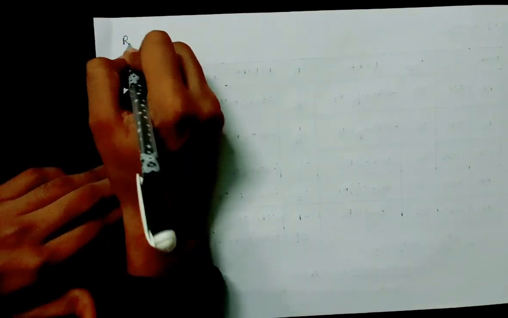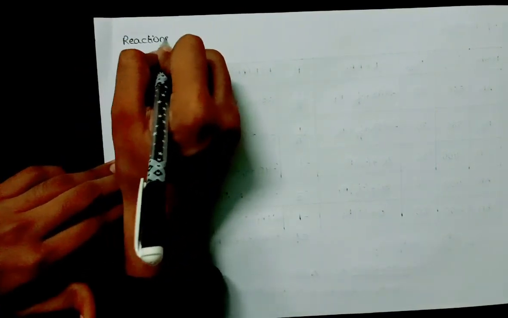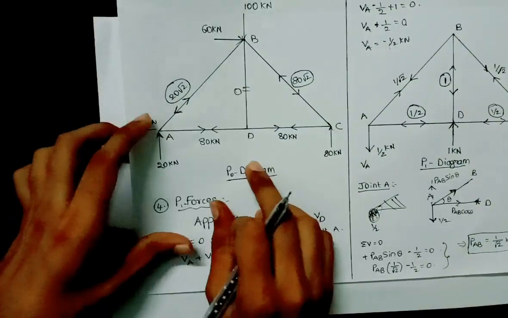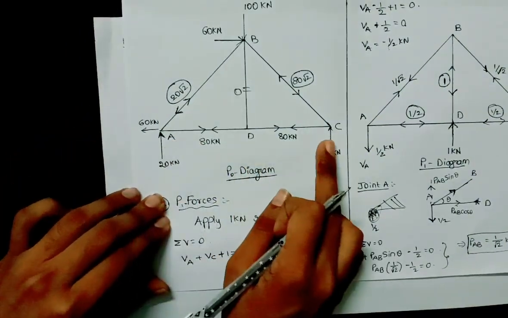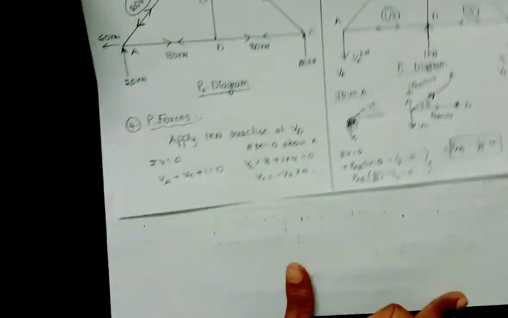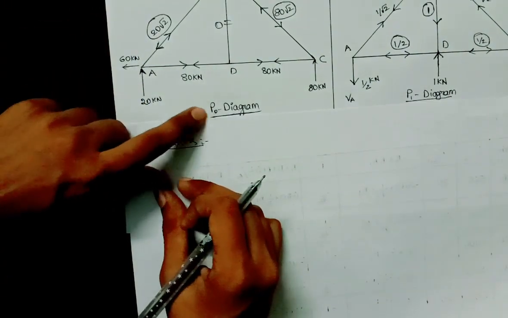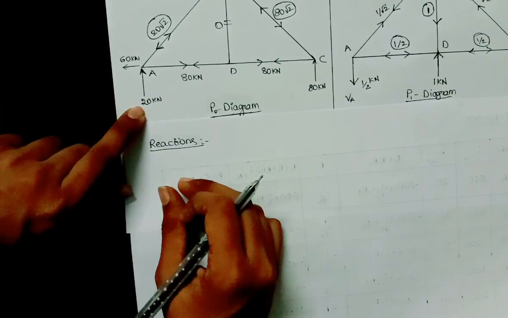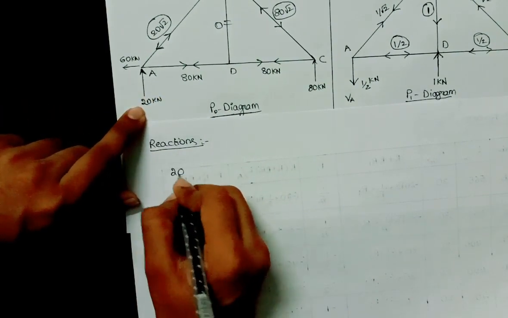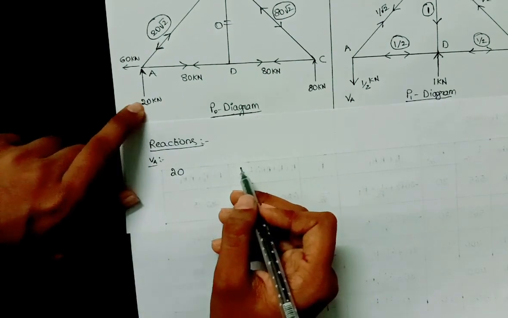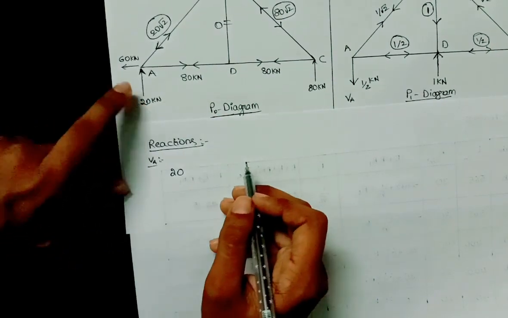One more thing you should calculate is the final reactions. In the given question there are two reactions here, VA and VC, in the P naught diagram. So we will calculate the final reactions. In the P naught diagram we are having 20 kilonewton. I will write here for VA. This is for VA: 20 kilonewton in the P naught diagram, 20 kilonewton upward.